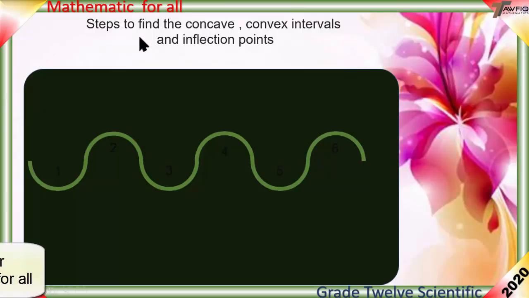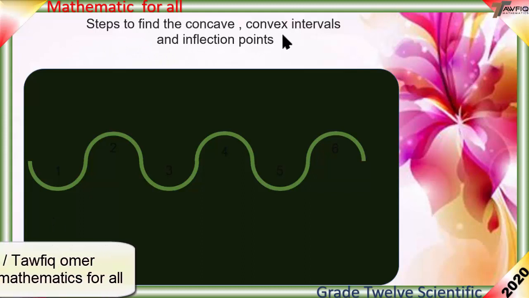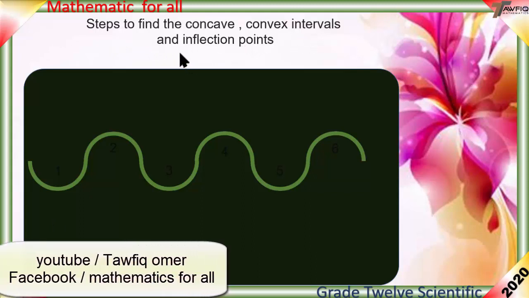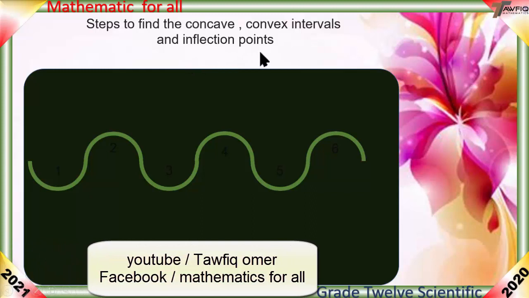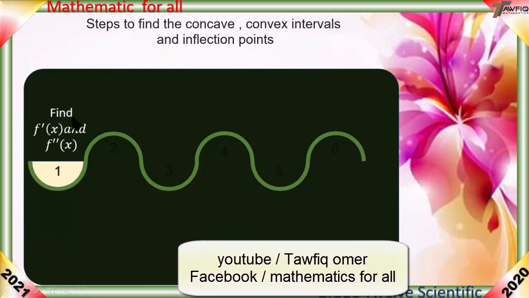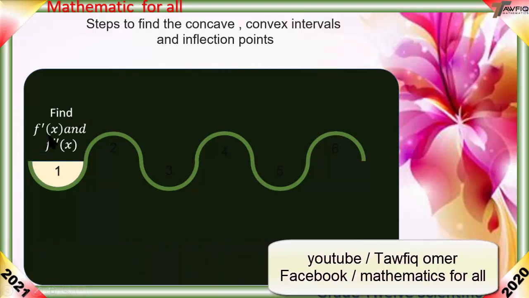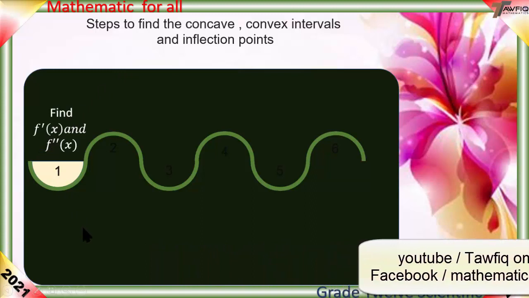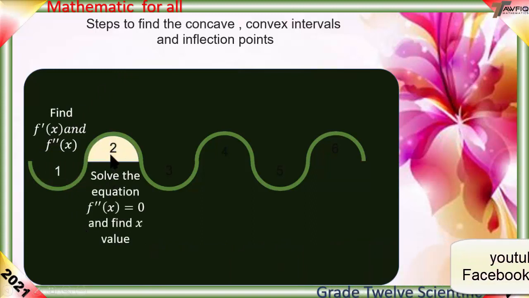Steps of finding the concave and convex intervals and inflection points. First of all, find the first derivative and the second derivative. The second step, solve the equation f double prime of x is equal to 0. That means make the second derivative equal to 0 and solve the equation and find the value of x.